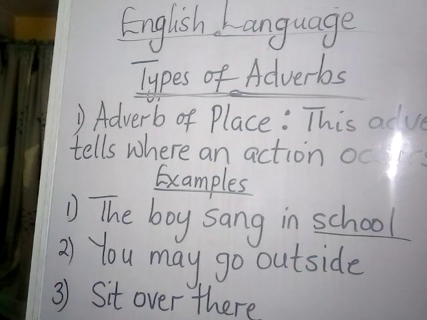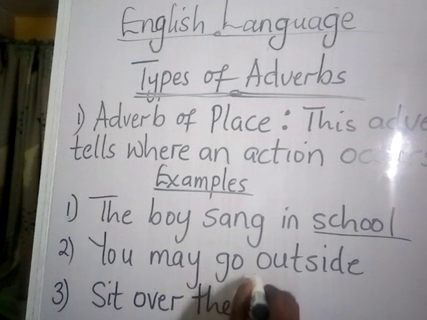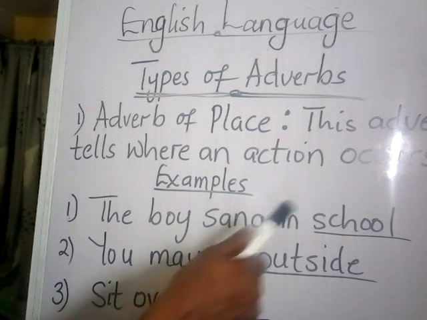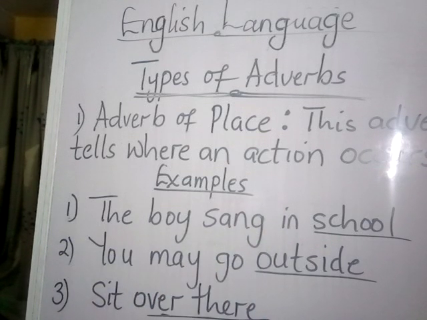The next example here says, you may go outside. You may go outside. Go there is the verb and the place to go is outside. And the last example here says, sit over there. So over there is the place where the action is to be carried out. So these underlined words here are the adverbs of place. They indicate where actions occur.